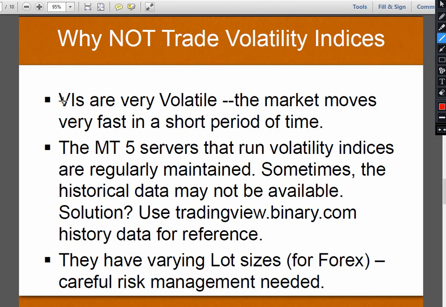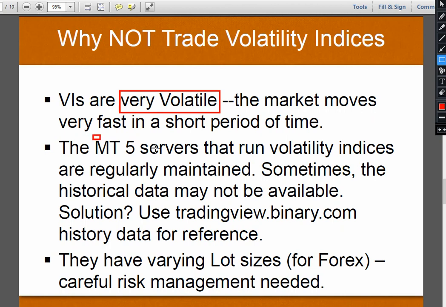Disadvantage number 1 is volatility indices are very volatile, very volatile. So if you're not used to markets that move very rapidly, then do not go the volatility route. Okay, prices can move very, very fast within a short period of time, upwards or downwards. All right, so you better be aware of this.